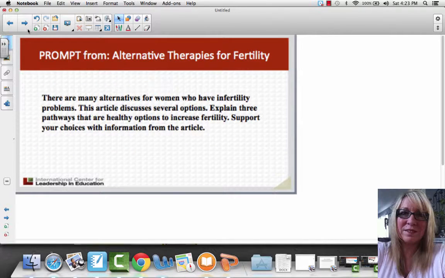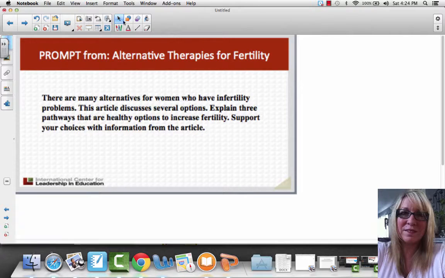So the prompt from your article, Alternative Therapies for Fertility, states, there are many alternatives for women who have infertility problems. This article discusses several options. Explain 3 pathways that are healthy options to increase fertility. Support your choices with information from the article.